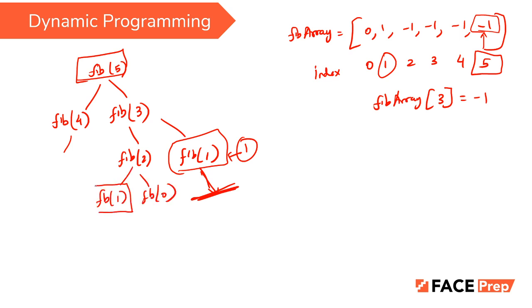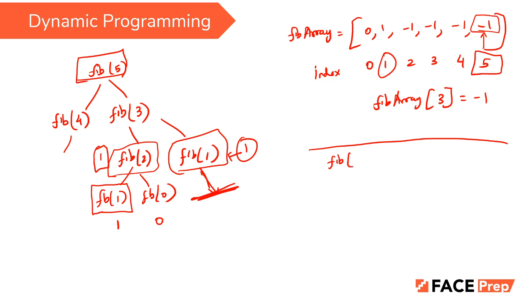I will check for fib array of 1, which is nothing but 1, and fib array of 0, which is nothing but 0. So fib of 2 will be returned as fib 1 plus 0, or 1. Fib of 2 is returned as 1. So when fib of 2 is returned, I am going to write the algorithm here for your reference.